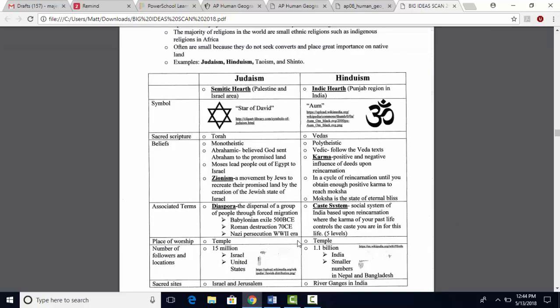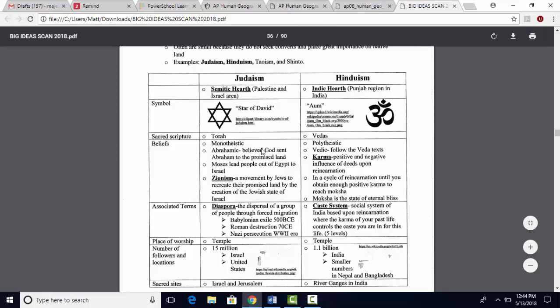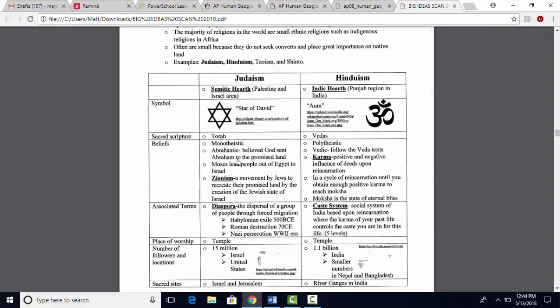They were founded by a guy named Abraham. They believed God sent Abraham to the Promised Land, which was Palestine/Israel, in order to found this faith and this culture. Remember, it was actually Moses, who was a later guy that came along. He came along after Abraham, and he actually led the Jewish tribes out of Egypt to Israel to settle.